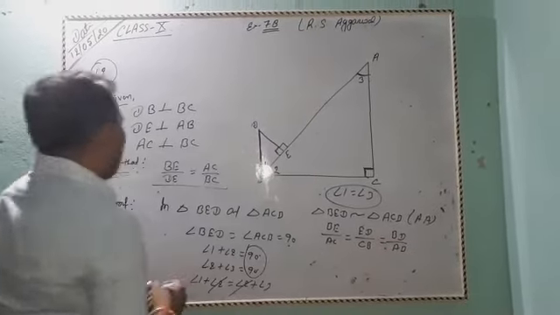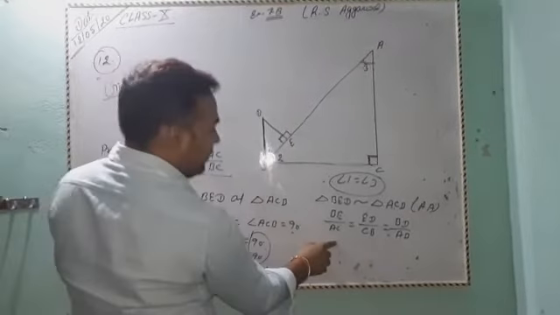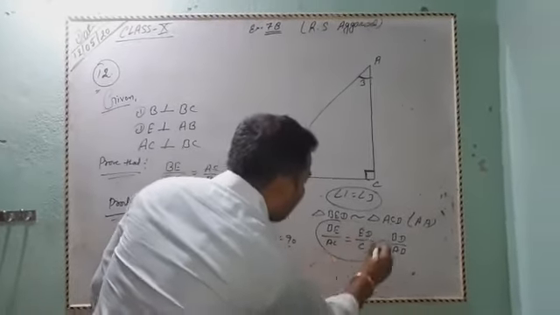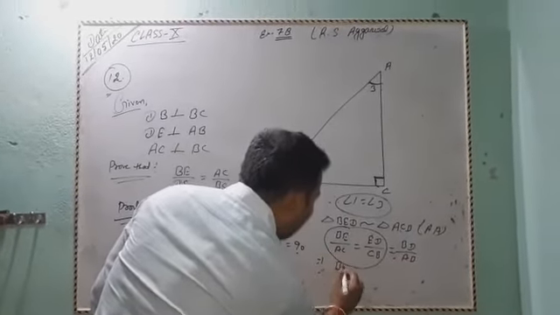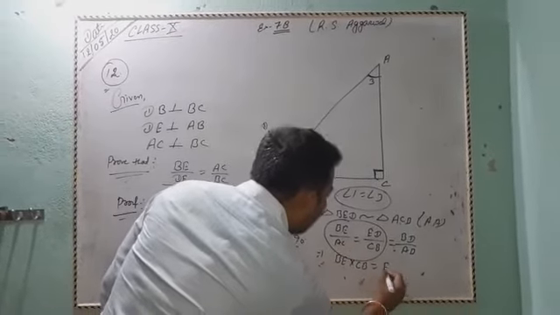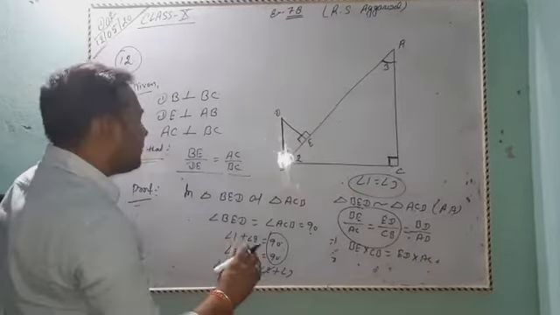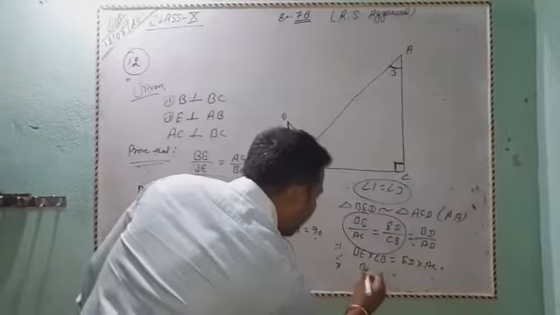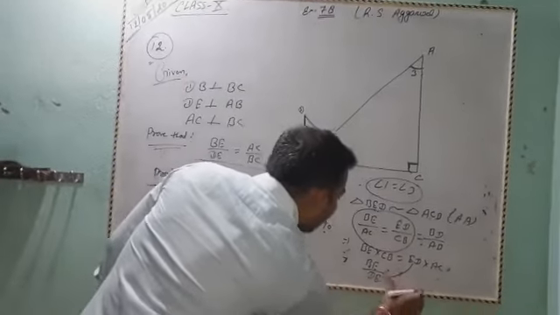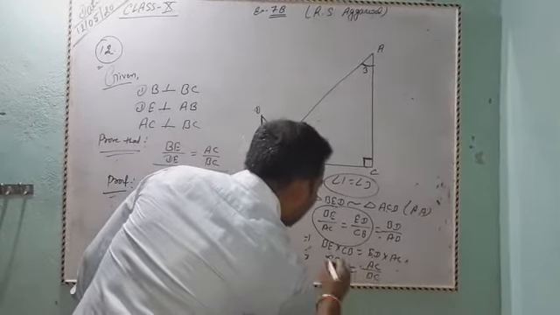Okay, to prove BE by DE equals AC by CB. So from these two equations, by cross multiplication, BE multiply CB equal to ED multiply AC. Okay, so we write that BE by DE equal to AC by BC.